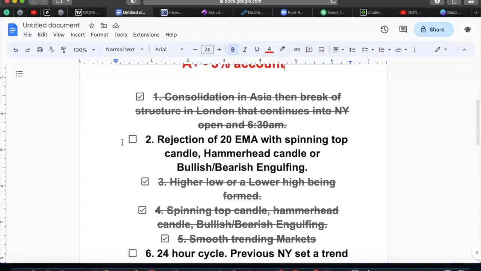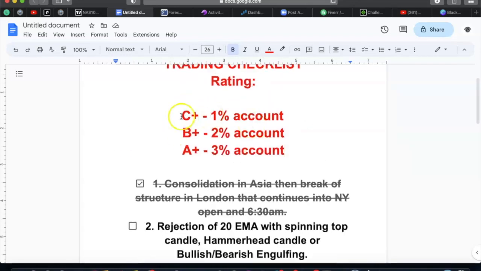If you guys are smart, you would print this out, get it laminated, get an expo marker to mark off all the things. When you're done, circle whatever it fits and risk that. It's not like every single trade we're risking 3%. Every single trade we're risking 2%. No, there's specific criteria that need to be met, and if they are not met, that's where you need to be a man of your word or a woman of your word and not mess up.